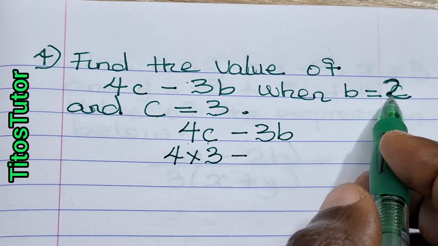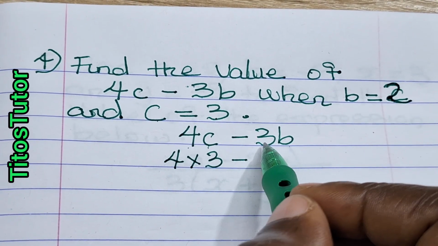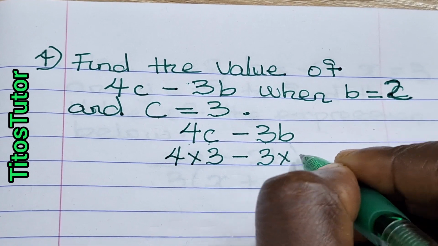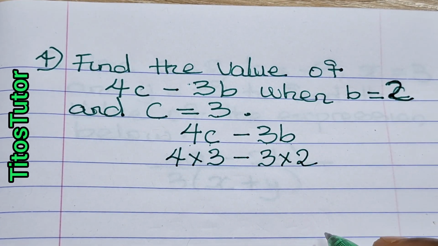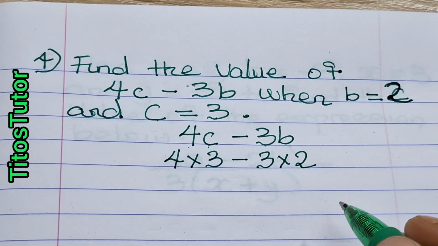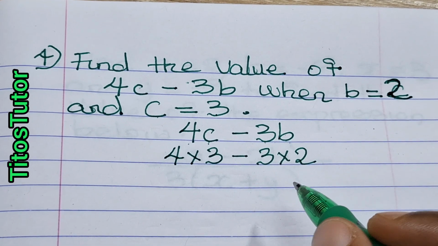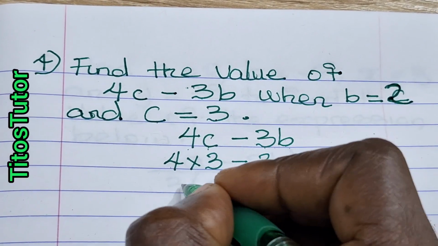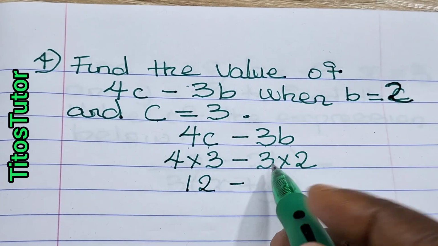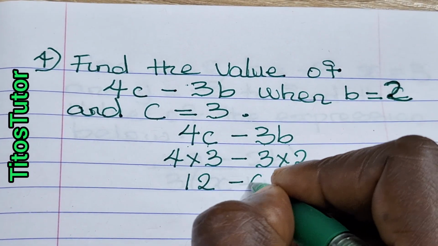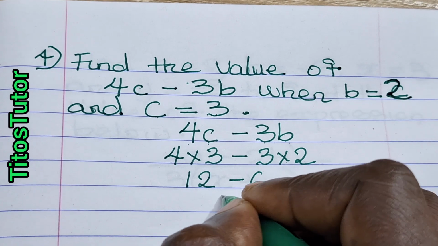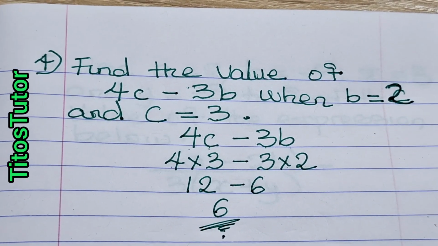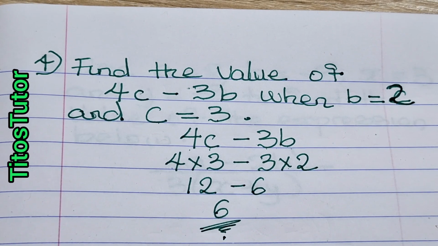Anywhere I see b, I put 2. 3b means 3 times b. So this is 3 times 2. BODMAS, BIDMAS, PEDMAS, as the case may be, says you should multiply before you subtract. So you say 4 times 3 is 12 minus 3 times 2 is 6. 12 minus 6 is 6. And you are done. Easy peasy, lemon squeezy.